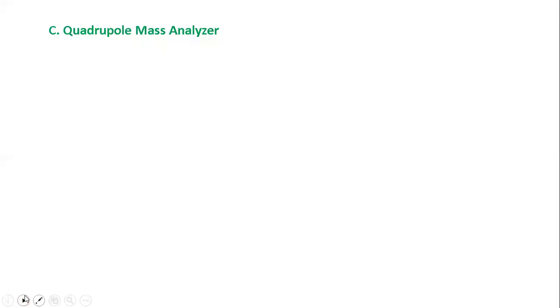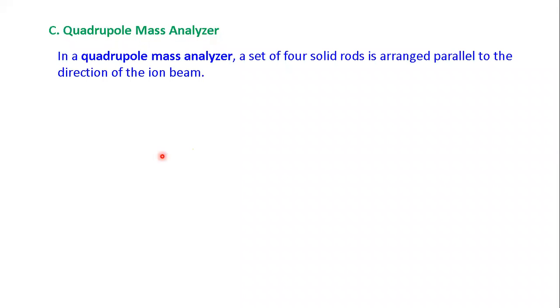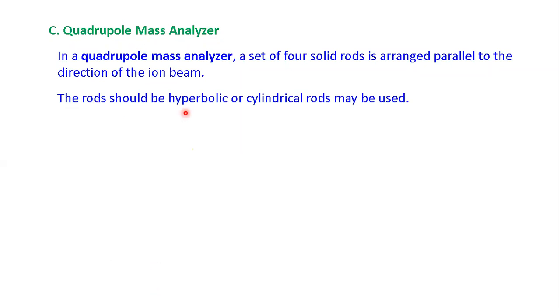Now the quadrupole mass analyzer. In a quadrupole mass analyzer, a set of four solid rods are arranged parallel to the direction of the ion beam. Now, you can imagine these rods have a cylindrical shape. The rods should mainly be cylindrical, and you can have hyperbolic shape also. Both of them are found to be efficient.